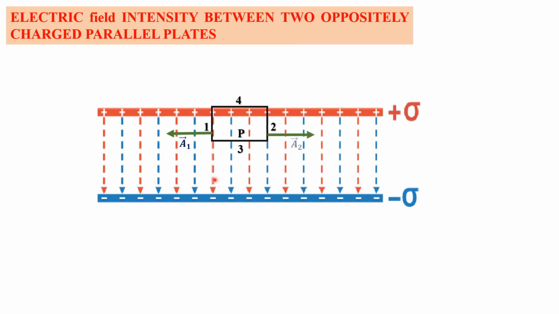Similarly at side 2, the area vector is making a 90 degree angle with the electric field, so we get flux phi 2 is equal to 0. But at the lower surface, the angle between the area vector and electric field is 0 degree because the area vector and electric field are parallel to each other, so we get phi is equal to EA cos 0, which gives phi is equal to EA.